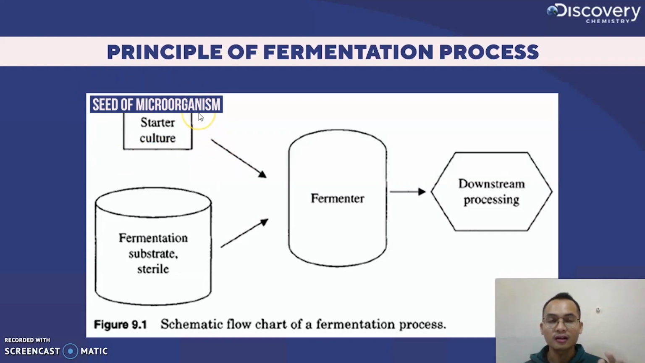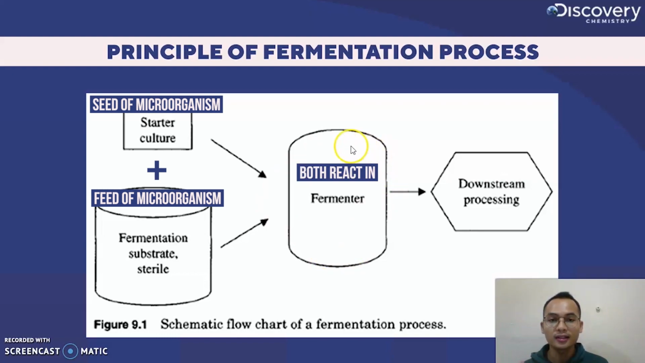So the fermentation process starts at the starter culture. The seed of the microorganism desired is added into the starter culture. Then the second stage is the fermentation substrate. Substrate is also called the feed of the microorganism added at the first stage. The substrate will react with the seed of the microorganism that has been added in the starter culture in the fermenter. So both of these elements will react in the fermenter.